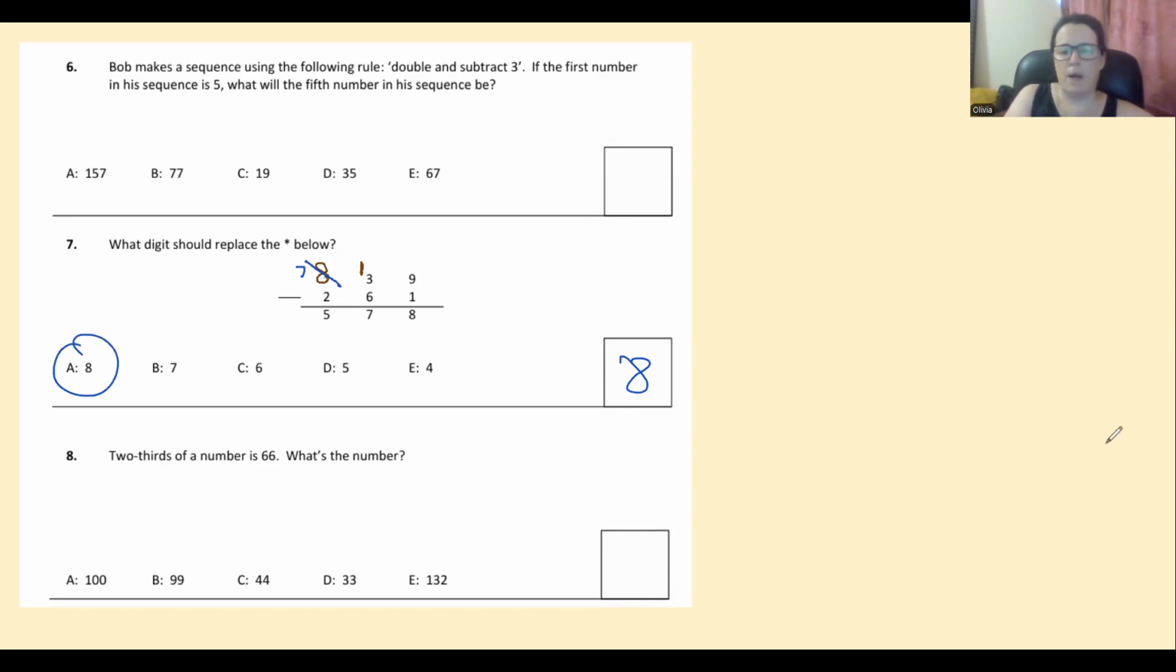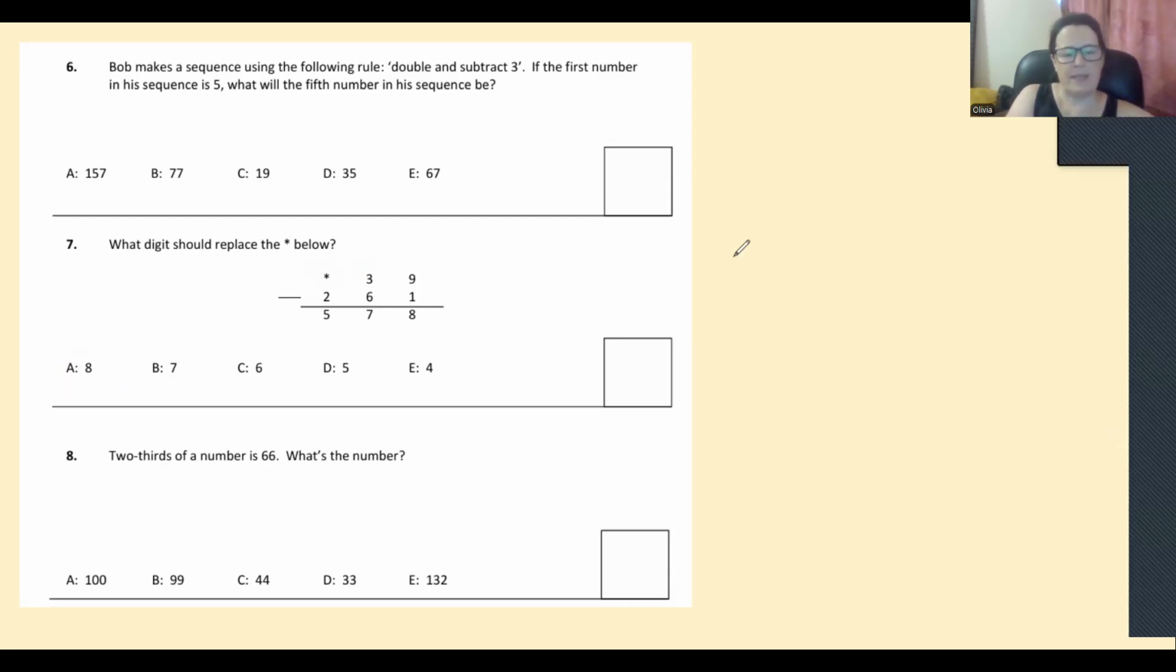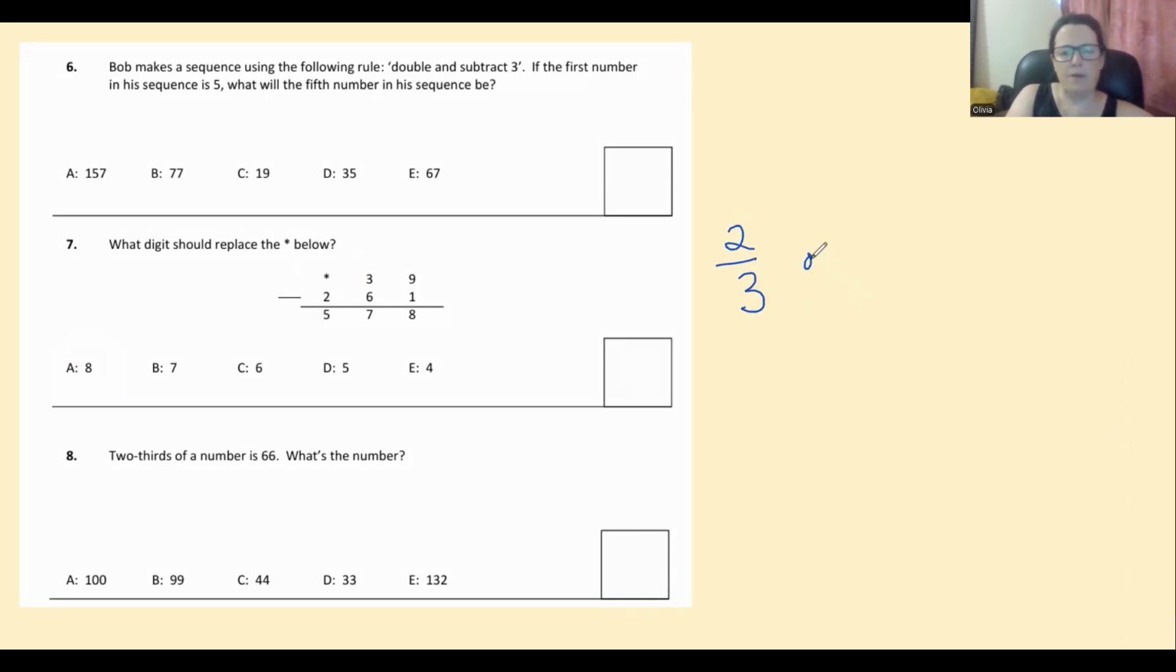Looking at number 8. 2/3 of a number is 66. What's the number? So 2/3 of a number equals 66. What is my number? So if 2/3 of a number is 66, that means 2/3 equals 66. I want to get the whole number. So my whole number as a fraction would therefore be equal to 3/3. So I need to get 3/3.